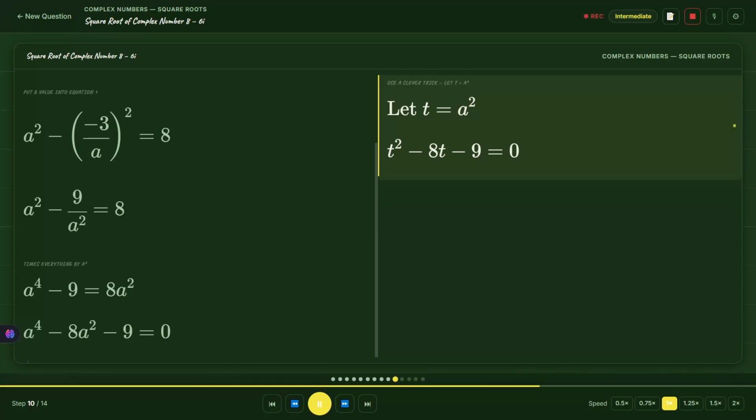Here's a nice trick. Let's call a squared as t. Now our scary equation becomes just t squared minus 8t minus 9 equals 0. That's a simple equation we know how to solve.